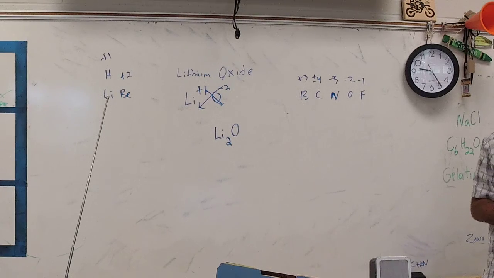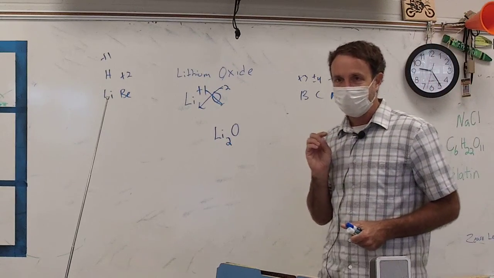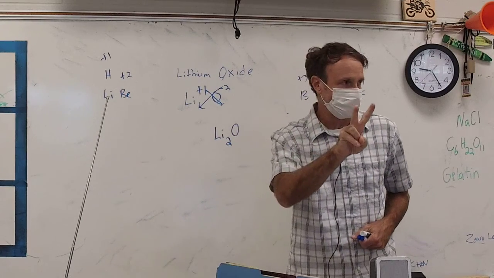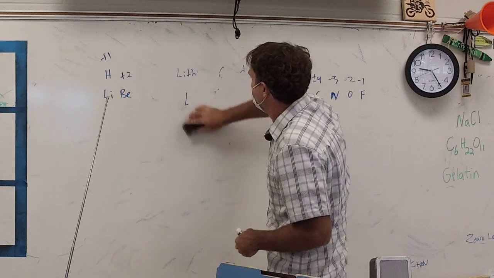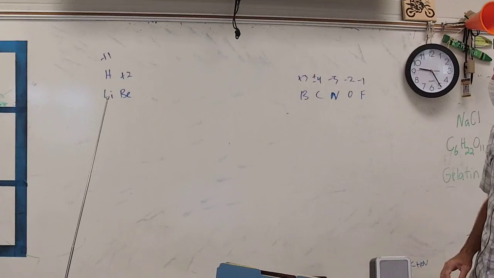See how easy that was? It's very easy to write a chemical formula, as long as we're just doing binary ionic formulas. This is what we're doing right now. Binary means just two different atoms. Now check this out. Let's write another one, because I think you can see this is easy.